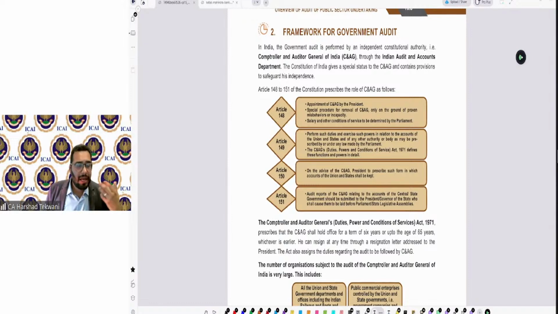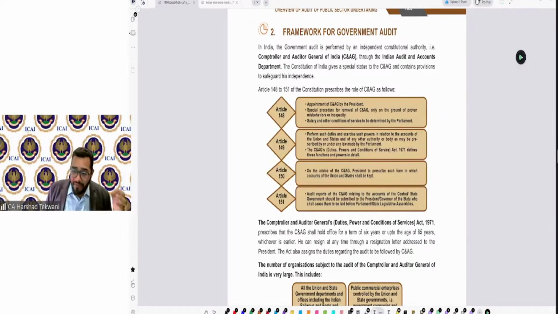After that, there is Article 149, which talks about the duties and the powers that CNAG can exercise in connection with the accounts of the public sector undertaking, union, state, or other bodies where government is interested. Again, there is the CNAG duties, powers, and conditions of service act, which defines these functions in detail. Then you have Article 150, on the advice of the CNAG, the president prescribes such forms of the accounts for the state and union.